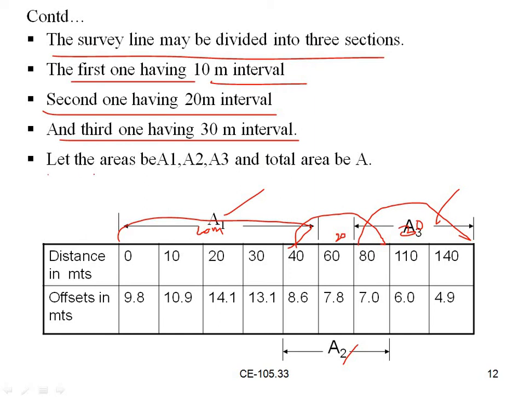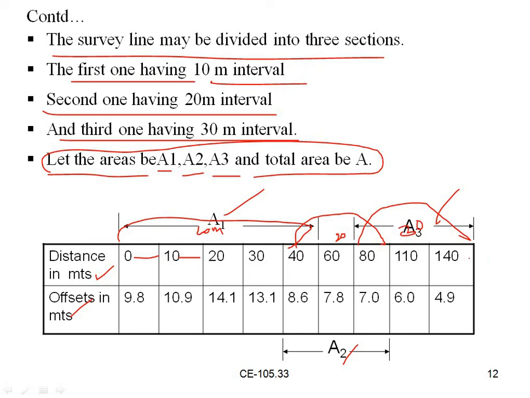Let the areas be A1, A2, A3 and the total area be capital A. So all these A1, A2, A3 will add up to the total area A. The offsets and the distance are given in meters. It is the chainage, 0 to 10, 10 to 20, and so on up to the 140 meter length of chain. The offsets are 9.8, 10.9, 14.1, up to 4.9. How many offsets are there? 1, 2, 3, 4, 5, 6, 7, 8, 9. There are 9 offsets.